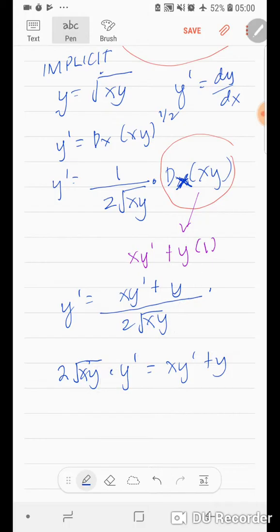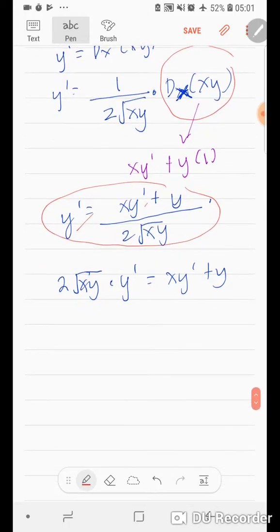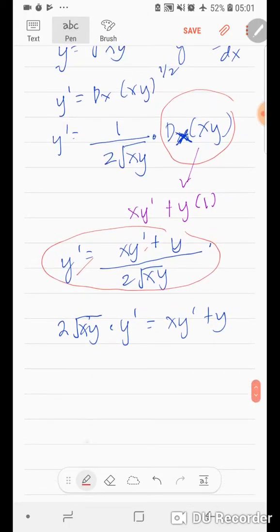So why are we doing this? It's because we need to factor out all the y prime. So we can't conclude that this would be the final answer, as you can see that y prime is here, y prime is still here, so it's all over the place. So we need to always organize our solutions.